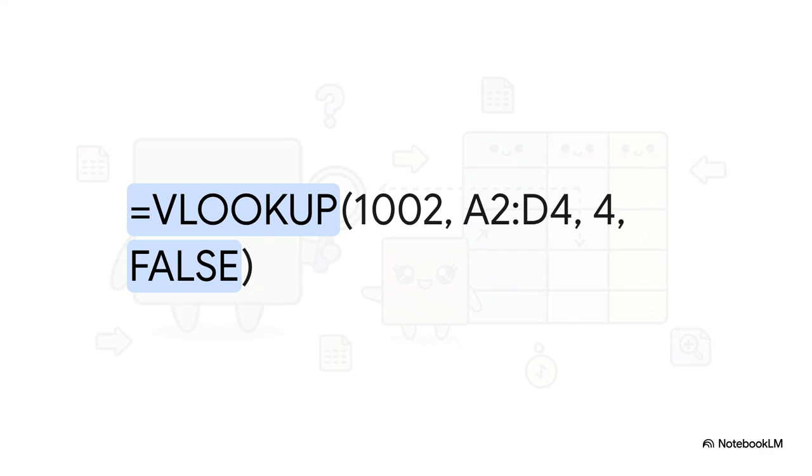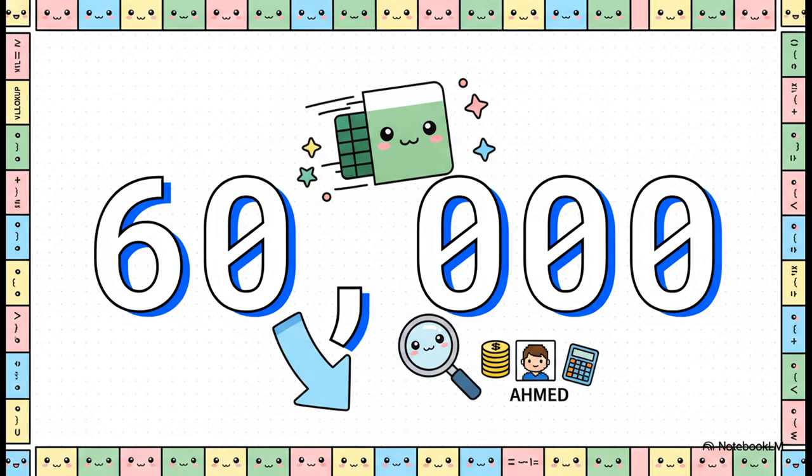See how our 4 steps just seamlessly combine into this single powerful string of text? We're searching for 1002, we're looking inside the table from A2 to D4, we want the data from the fourth column, which is our salary, and we typed false because we want exactly employee 1002 and nobody else. And when you hit enter, boom, Excel instantly returns 60,000.